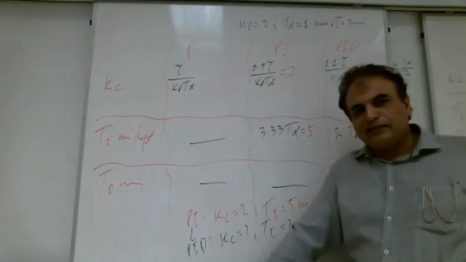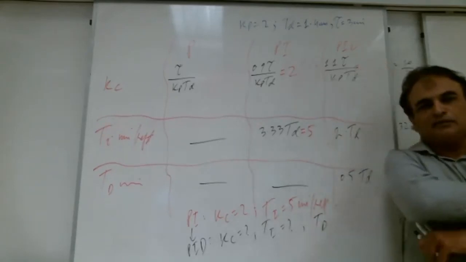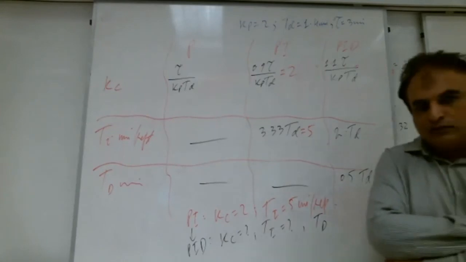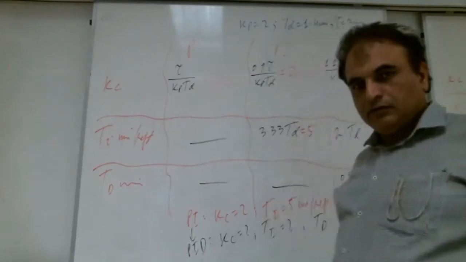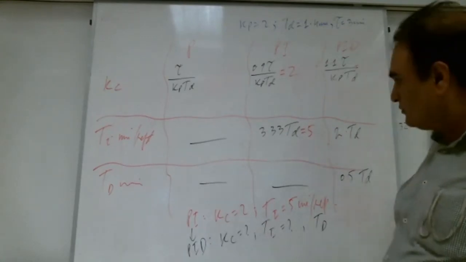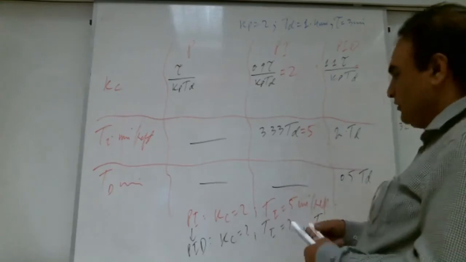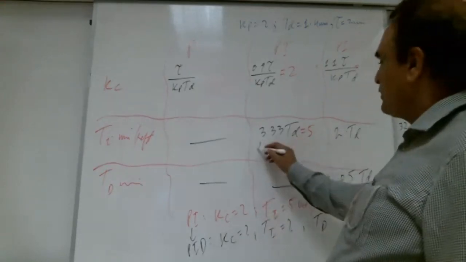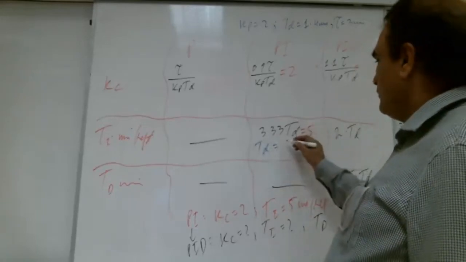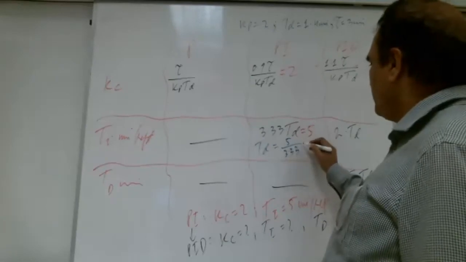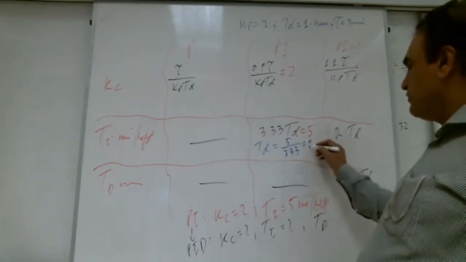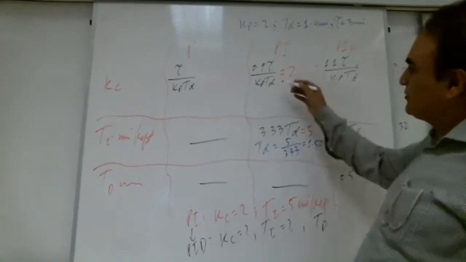A lot of brothers are saying find TD. How to find TD? Tell me how to find it. 5 divided by 3.3, teacher. Okay, find it from here. That's good. TD is the dead time, 5 divided by 3.33. How much? 1.5 minutes. Okay, that's good. We put this value here for TD.